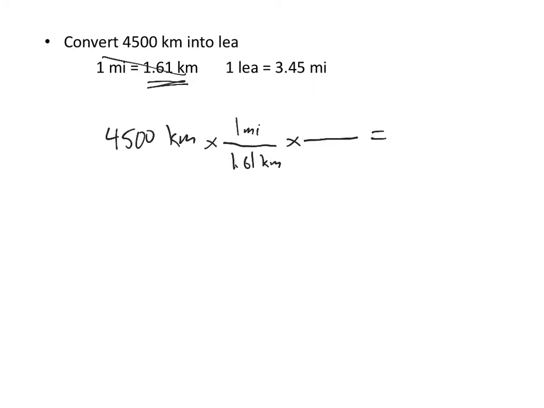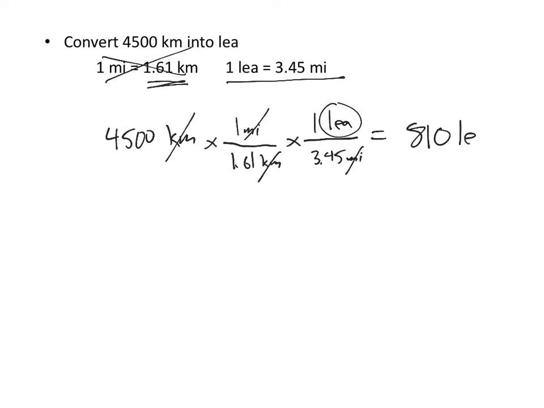So I've used this conversion factor. And so now I'll use this one. So to get rid of my miles, I'll put 3.45 miles on the bottom. That's equal to 1 league. And so I can see the kilometers cancel, the miles cancel. I'm left with leagues, which is good. So now when I do 4,500 divided by 1.61, and then divide that by 3.45, I get 810 leagues.